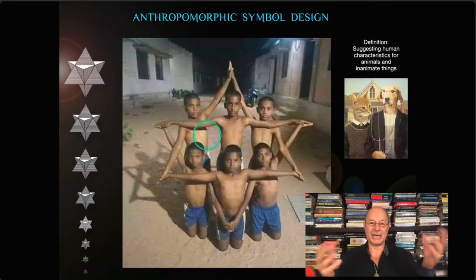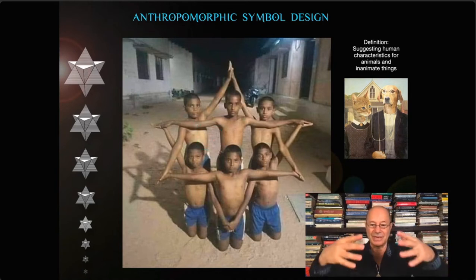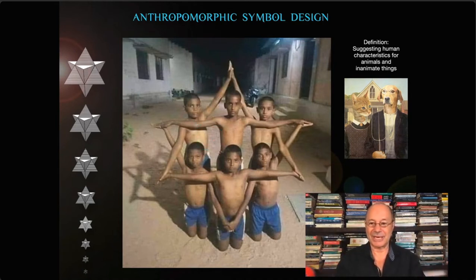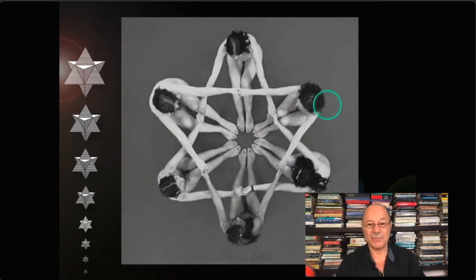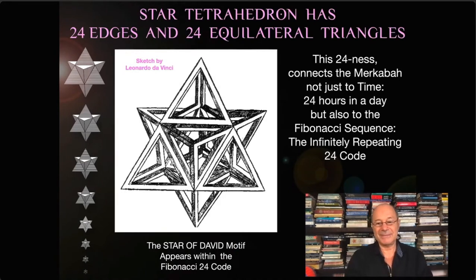So anthropomorphic means anthropos is man and morphic is shape. So when we make shapes using human design, we have what we call anthropomorphic symbol design. So this is an exquisite 6 boys making the Star of David pattern, and here we have 6 women making another version of that.